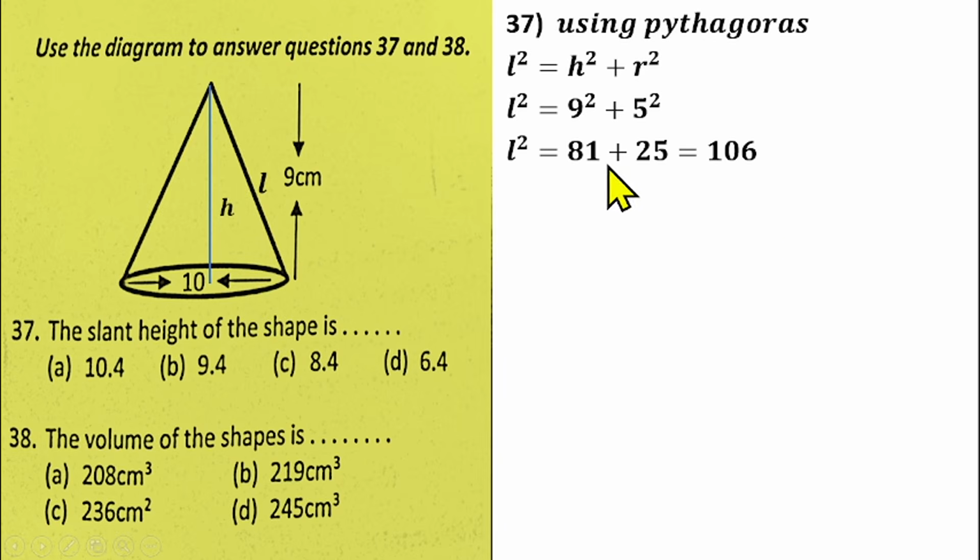So that gives us 81 plus 25, that gives us 106. If you find the square root of that, that gives us 10.4, which is option A.